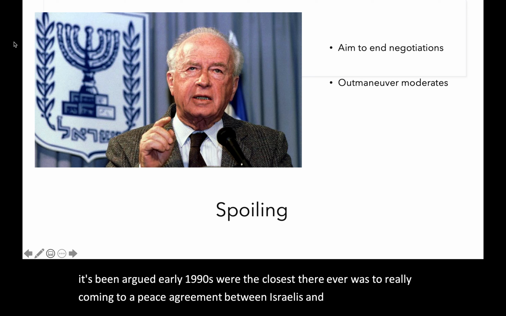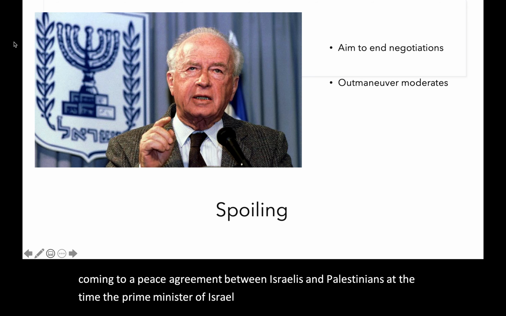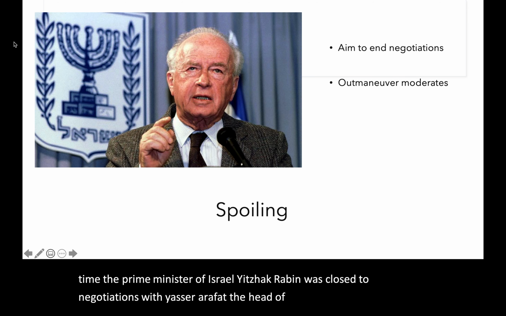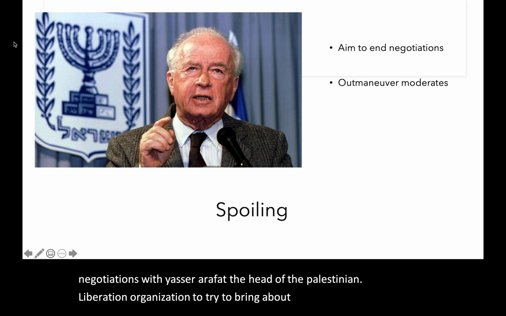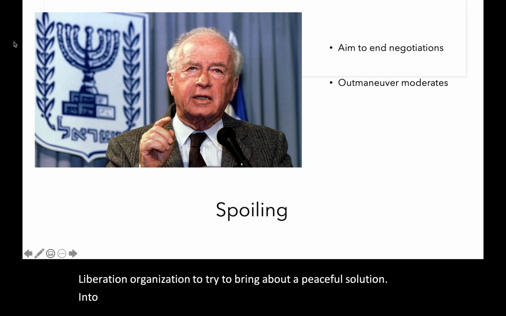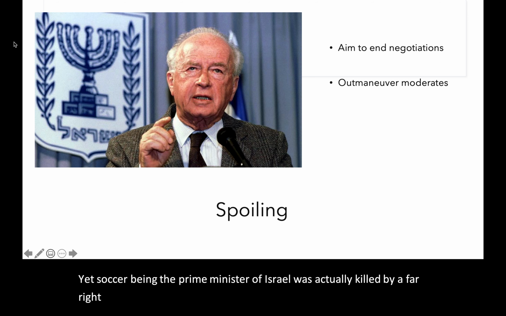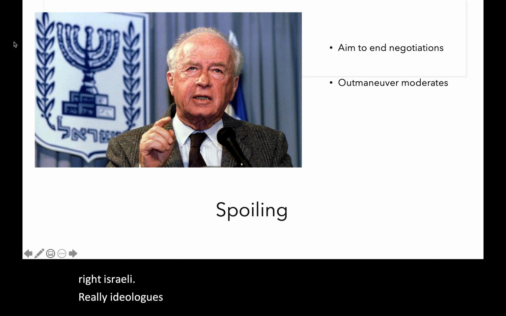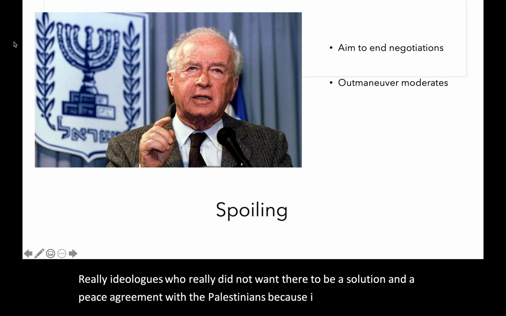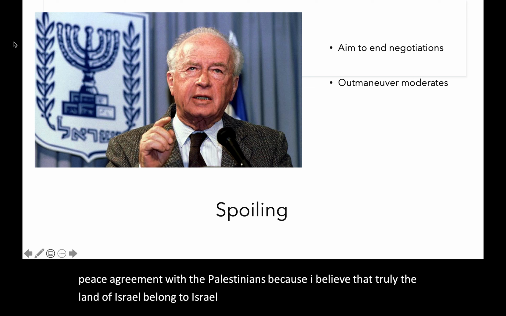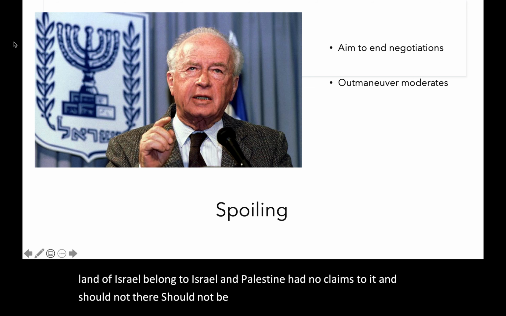At the time, the Prime Minister of Israel, Yitzhak Rabin, was close to negotiations with Yasser Arafat, the head of the Palestinian Liberation Organization, to try to bring about a peaceful solution to the Israel-Palestine conflict. But before they could actually come to a full agreement, Yitzhak Rabin, the prime minister of Israel, was actually killed by a far-right Israeli ideologue who really did not want there to be a solution and a peace agreement with the Palestinians because they believed that truly the land of Israel belonged to Israel and Palestine had no claims to it and there should not be any concessions made to the Palestinians.